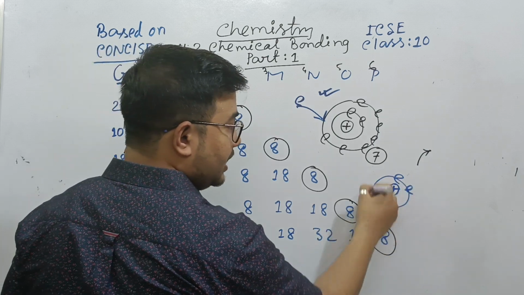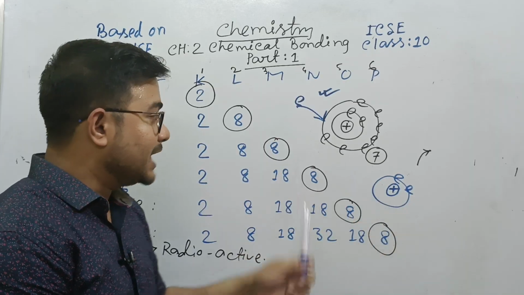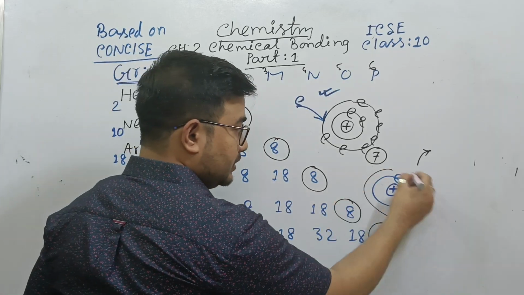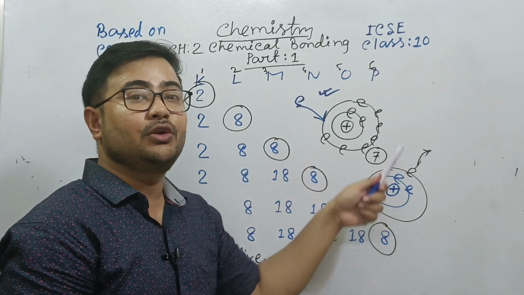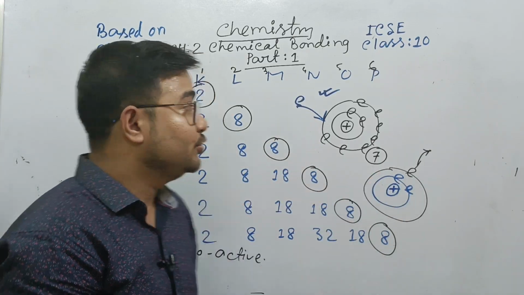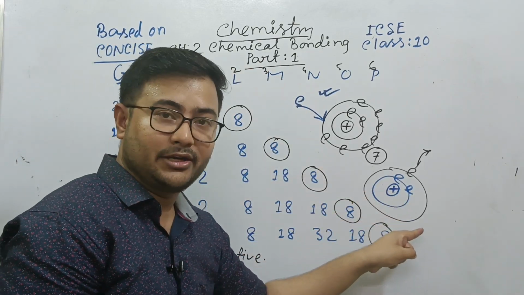So see, now the last shell contains 2 electrons, so 2 also means stable. So sometimes it gains or sometimes it loses. Why? To gain the stability, to gain the 8 or 2 electrons.